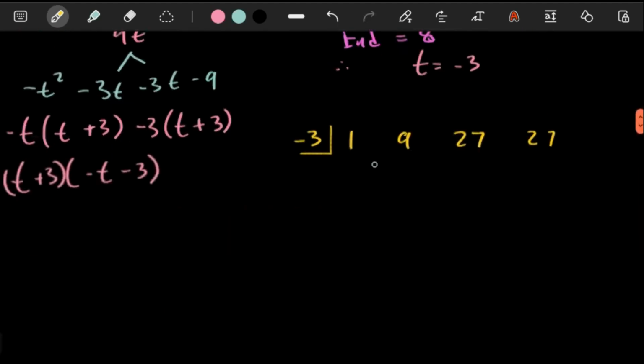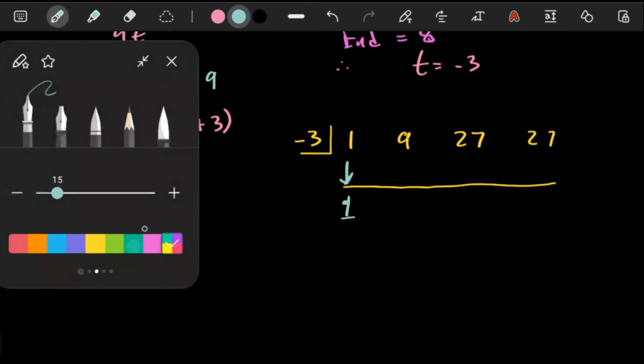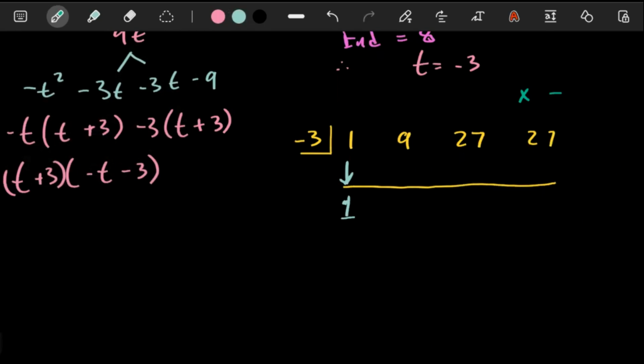But anyways, what you do is you write this out, you leave a line open, and then you're gonna drop this number down here, and then you start. So all you're going to be doing is multiplying and adding over and over again. So here, 1 times -3 is -3, and then you add these up. 9 plus this is a 6. Then you start again. 6 times -3 is -18. Then you add this up.